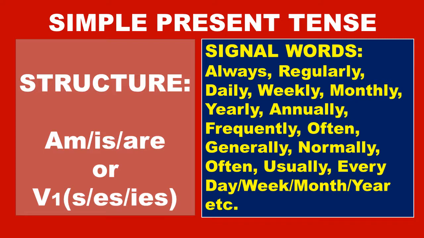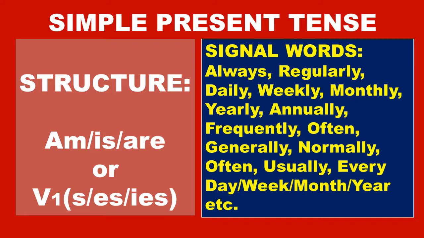Thirdly, simple present tense is also used to express a future event. Simple present tense is used to express a future event that is part of a fixed program or timetable. I mean, it is fixed, it is likely to happen. So, in that case, also, even though we are indicating a future event, we can use simple present tense.